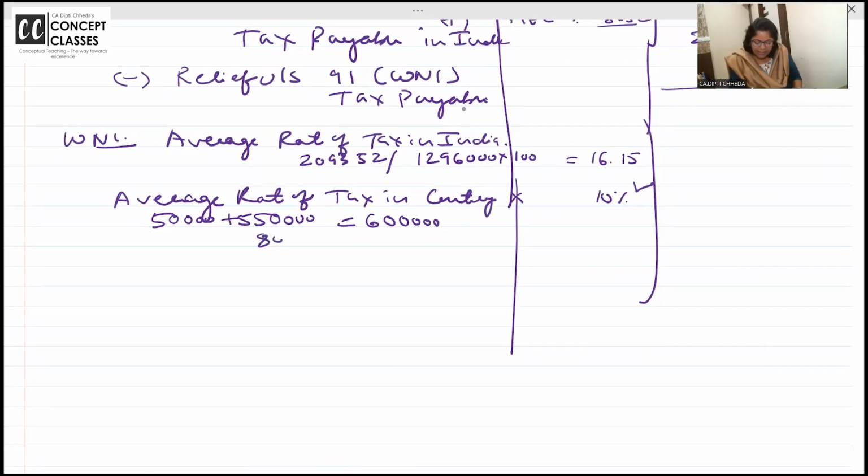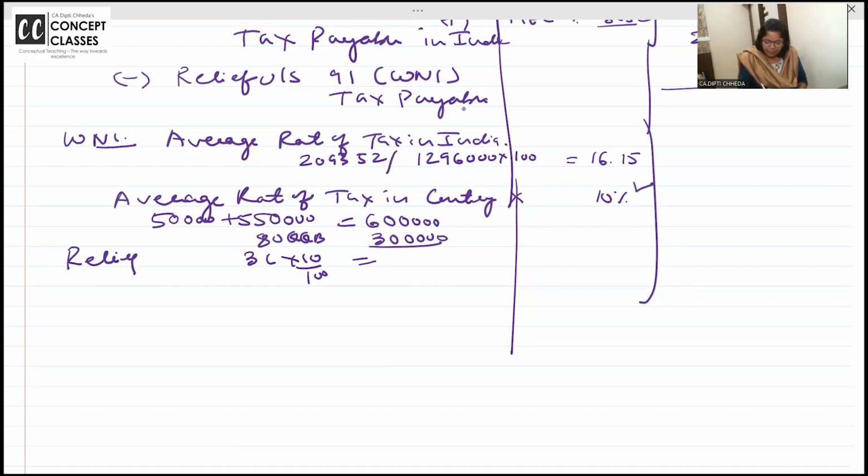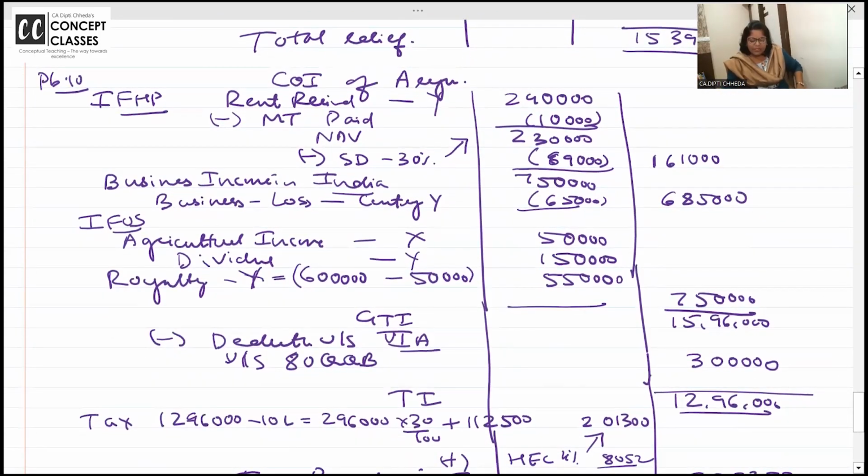फिर उसमें से आपने 80QQB का डिडक्शन भी तो दिया ना, 3 lakh. So how much is taxable from this country? 3 lakh into 10%. So relief from country X will be 30,000. Take your time. चुन के निकालना. You have to search and pick up the figures. I am searching with all of you. ये देखो, agricultural income 50,000, royalty income 550, तो 6 lakhs.